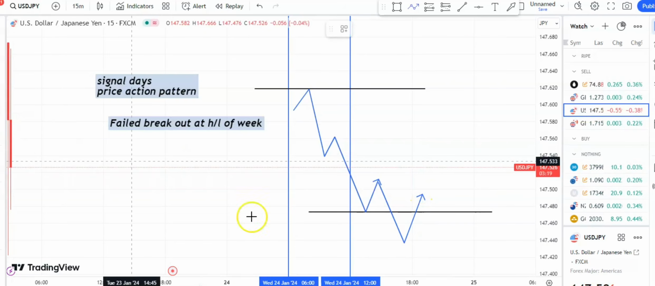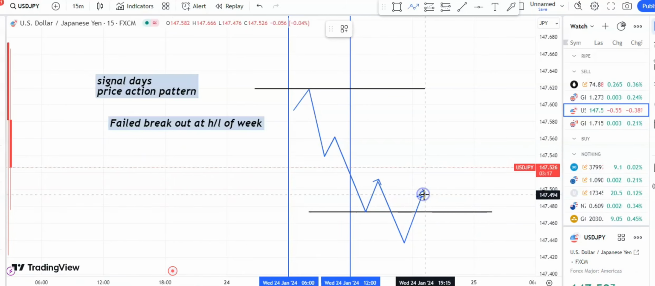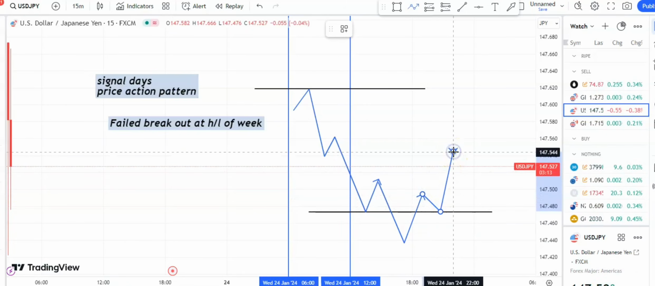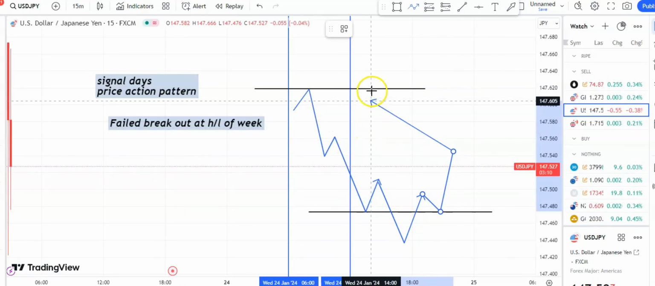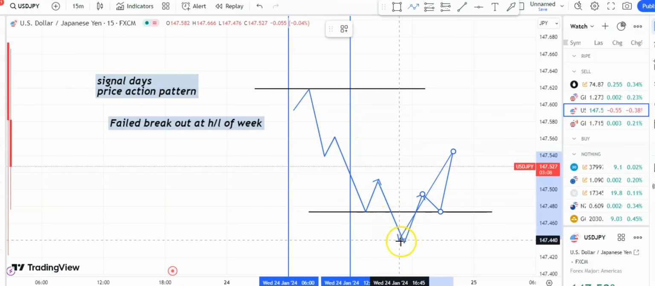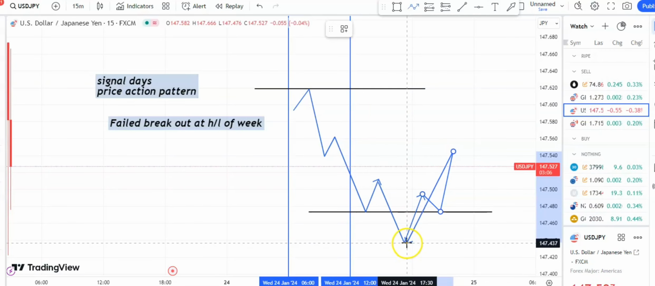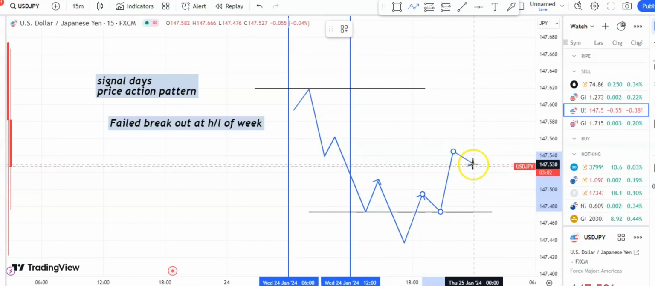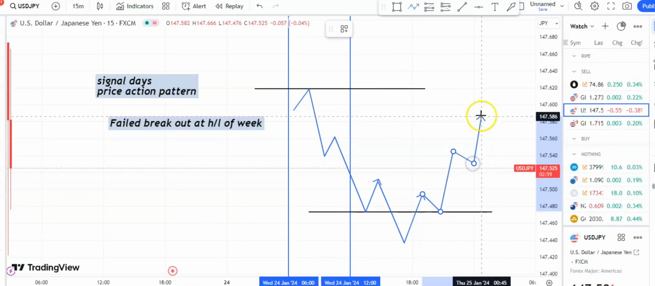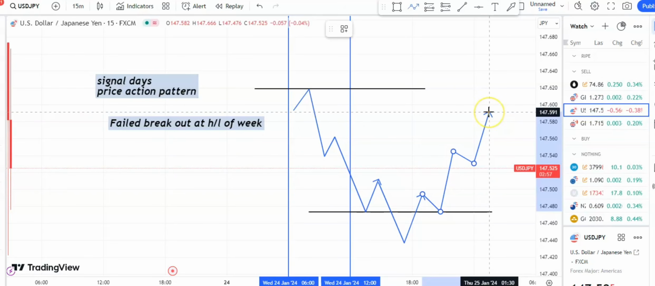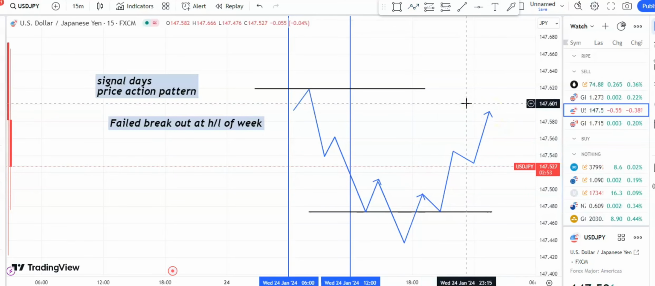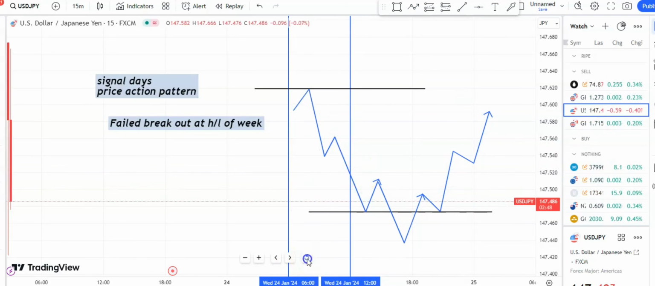So once I see this, it tells me that on Thursday, look for an opportunity to buy low. And as long as I've not triggered the high or the new low of the week with another failed breakout, I continue looking for buys on the next day. And this is what happened today on USD JPY. Let's break that trade down.